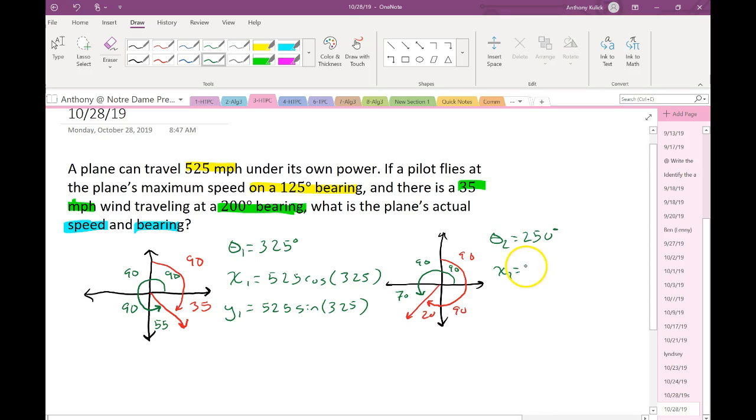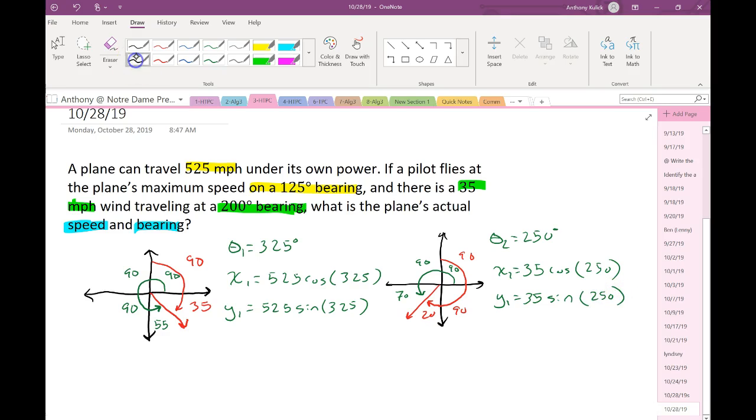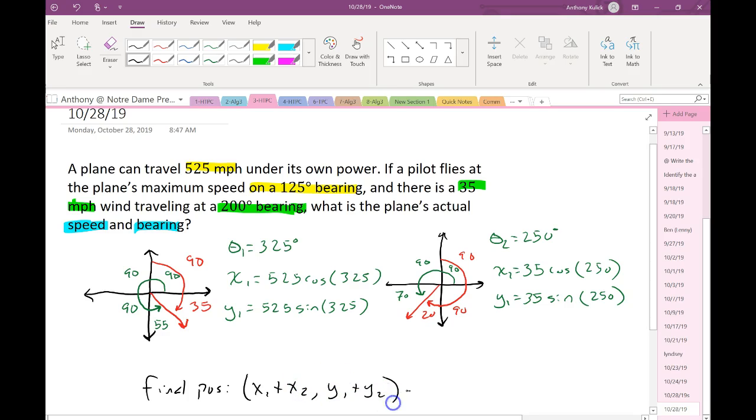So the horizontal component is going to be 35, the wind speed, times cosine of 250. And the vertical component is 35 sine 250. And to get my final position then, I just add up the x components and add up the y components, to get a kind of final position. So that I'm going to use the calculator to do.